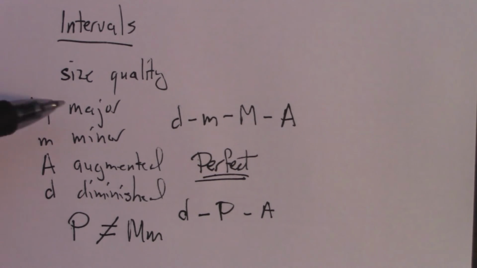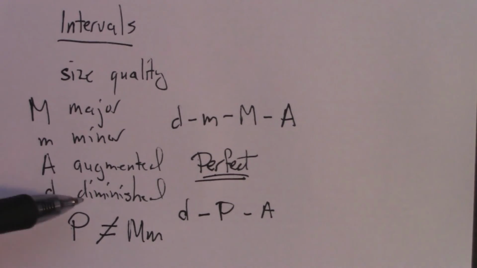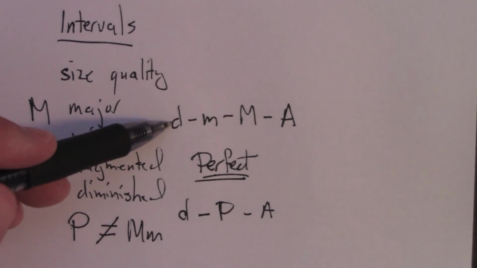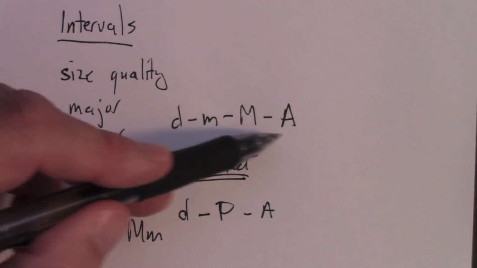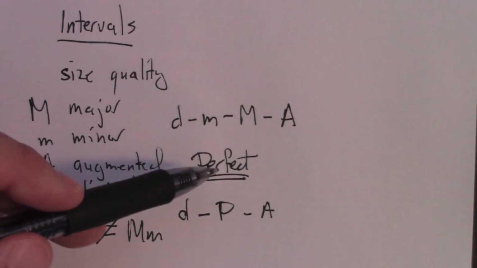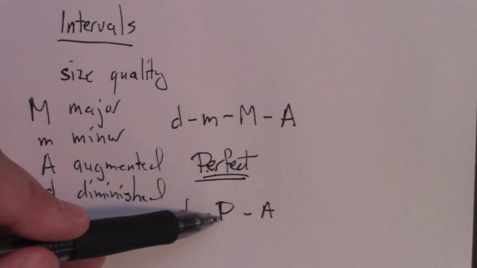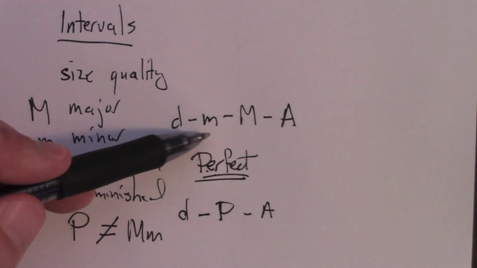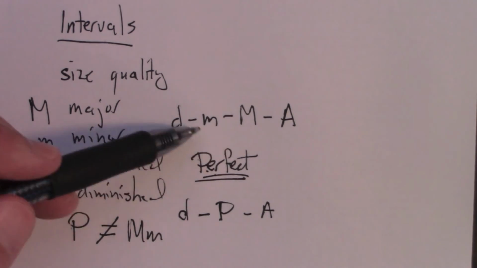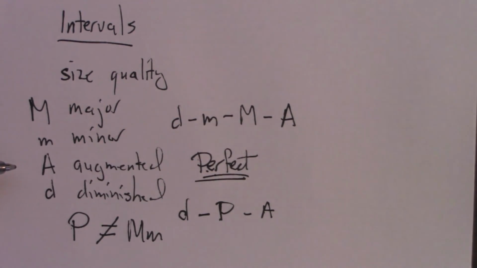But for right now, know that intervals can be major, minor, augmented, diminished. If you add and take away half steps, this is what you get. And for perfect intervals, they can only be augmented or diminished. They cannot be major or minor.